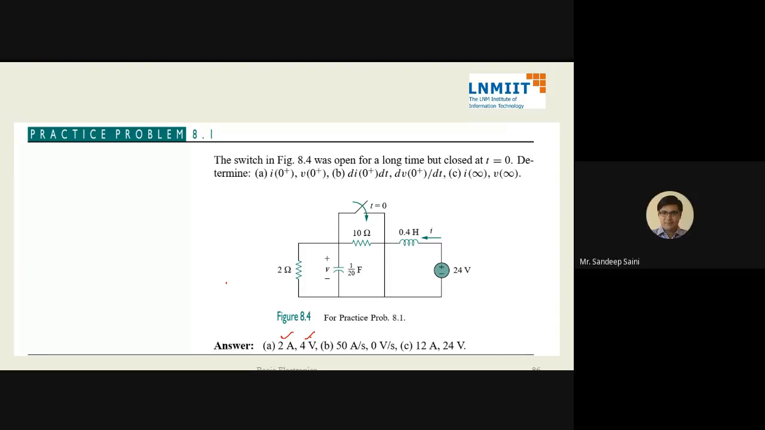Excuse me, sir. Can you please explain the difference between I0 and I infinity, sir? I'm having a little bit of confusion. Why are we including 10 ohm in the first one and not in the second one?